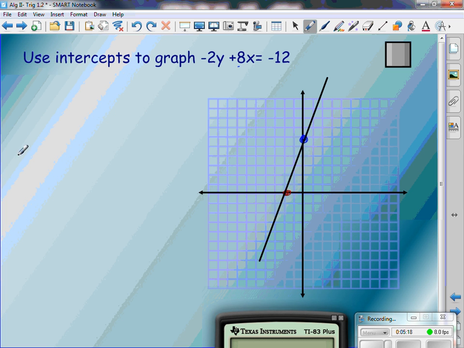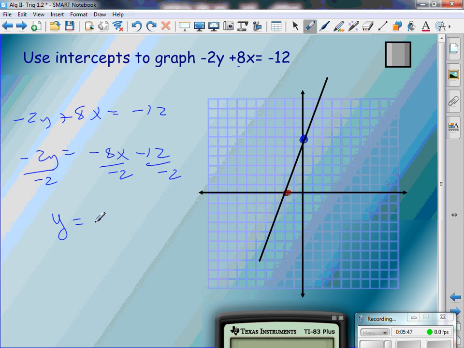Negative 2y plus 8x equals negative 12. If I solve this the old way, I'm going to subtract the 8x over. Negative 2y equals negative 8x minus 12. Now what do I have to do? Divide by negative 2, negative 2, negative 2. Y equals 4x plus 6. So that means I start 1, 2, 3, 4, 5, 6.